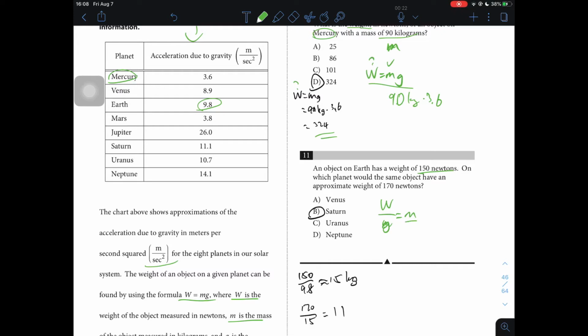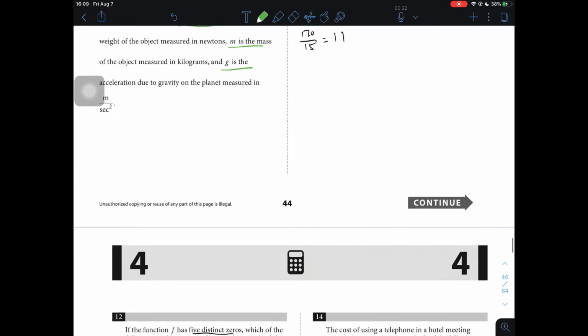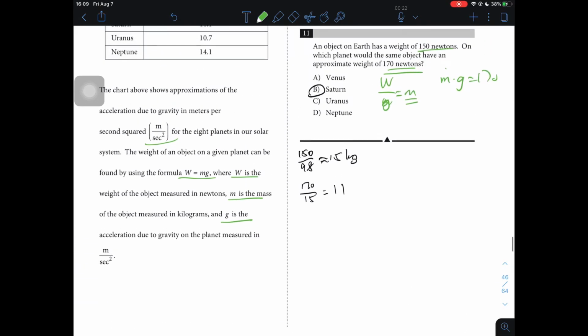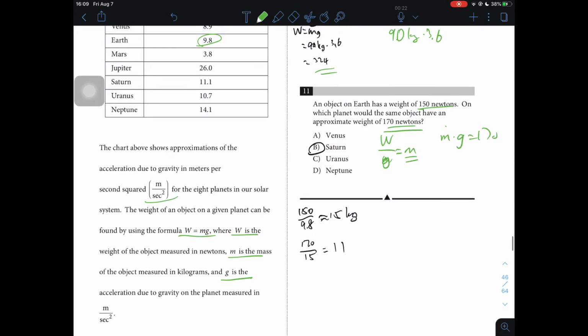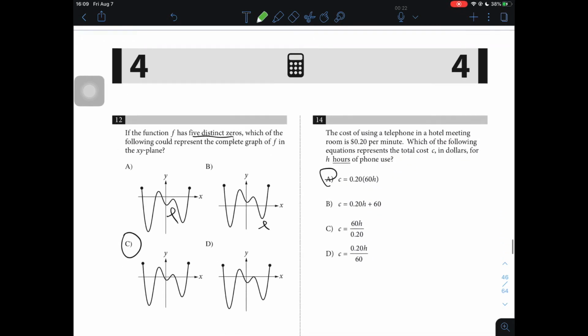And you use this mass times whatever g is equals 170, because that's what they ask for. So you know the mass, and you just use 170 divided by the mass. Now you get a g, so it should be Saturn. Yeah, and you can see that I just did mental math. I didn't even use the calculator. So, yeah, it's 15 kilograms, and it's pretty straightforward.